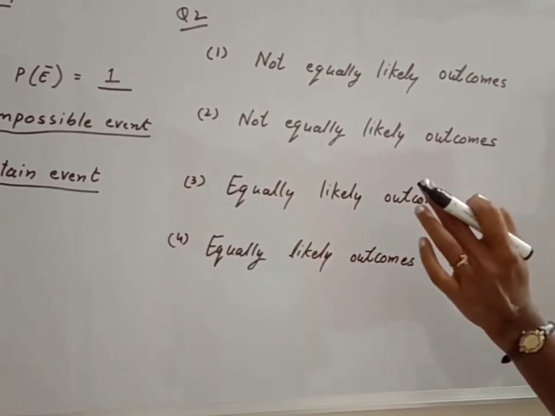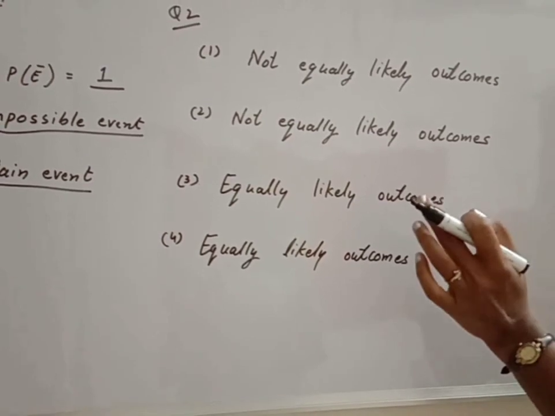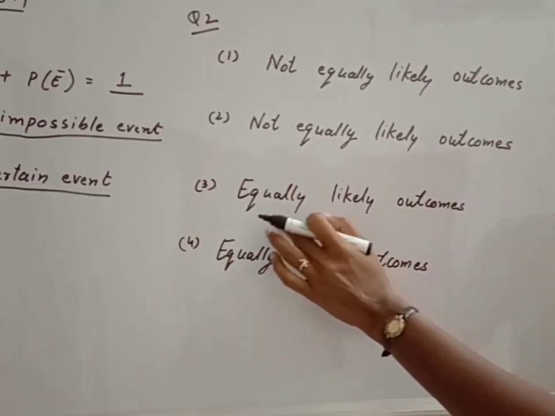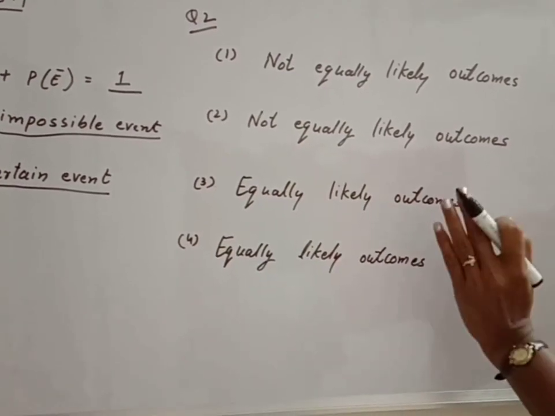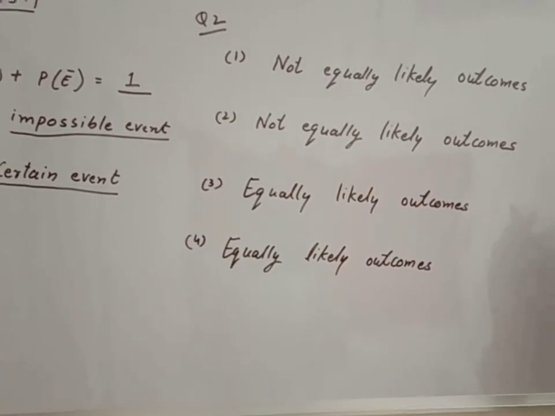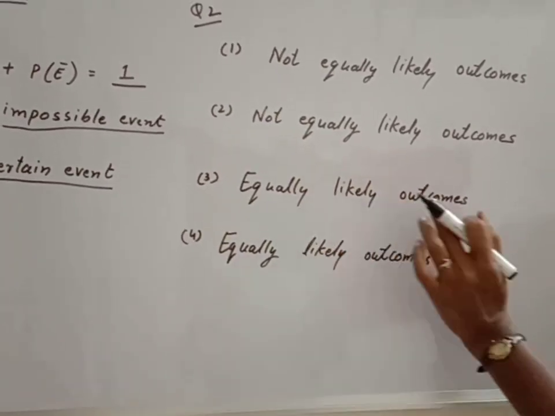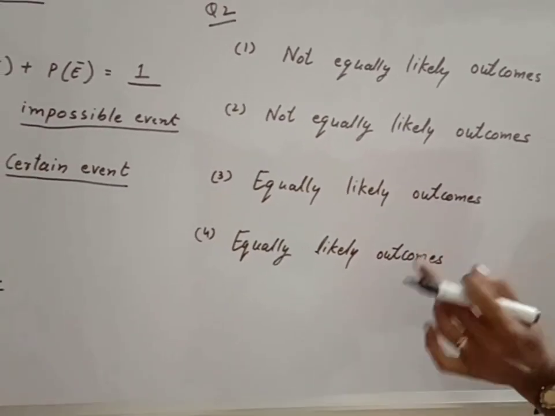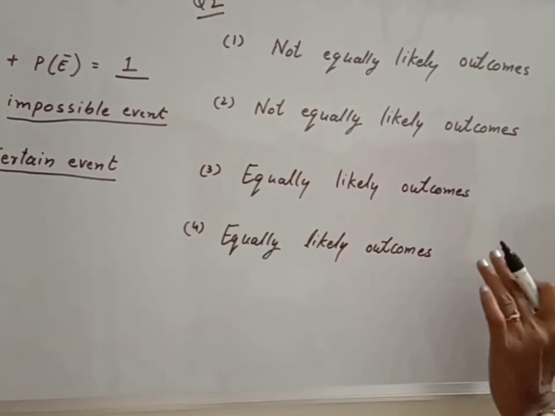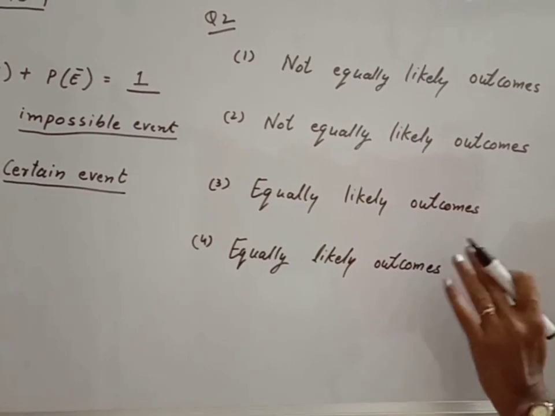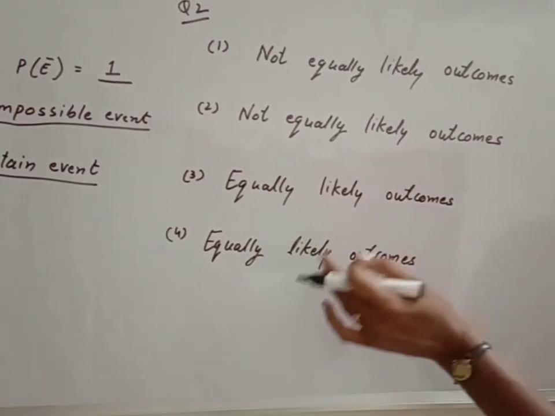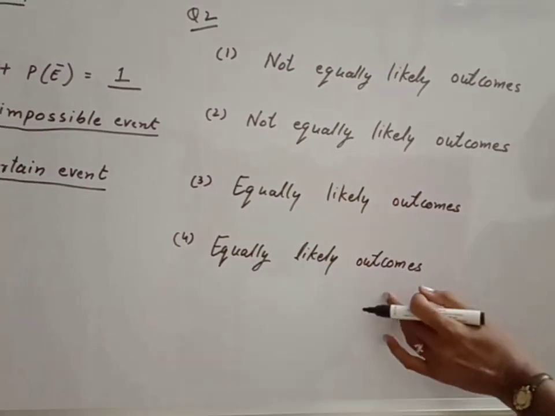Now, the third. A trial is made to answer a true or false question. Now, this is equally likely outcomes. Why? Because there are 50% chances of true and 50% chances of false. So, equally likely outcomes. A baby is born. It is a boy or a girl. So, there are again 50% chances, a boy or a girl. So, it is also equally likely. It will have equally likely outcomes.